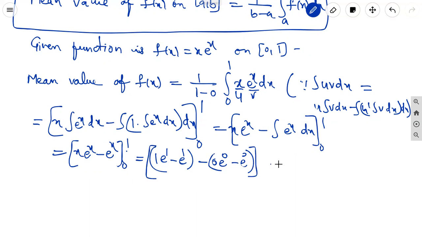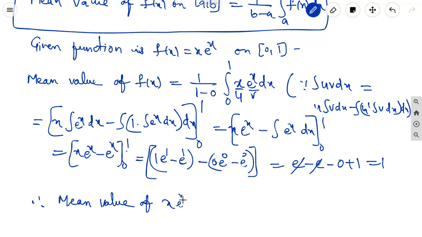It is equal to 1 into e power 1, that is e, minus e, minus 0 plus 1. The e gets cancelled, leaving 1. Therefore, the mean value of x e power x between 0 is less than x is less than 1 is equal to 1, which is the answer. That is the mean value of the given function defined in the particular interval.